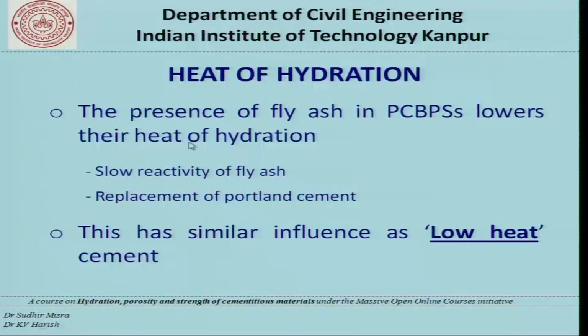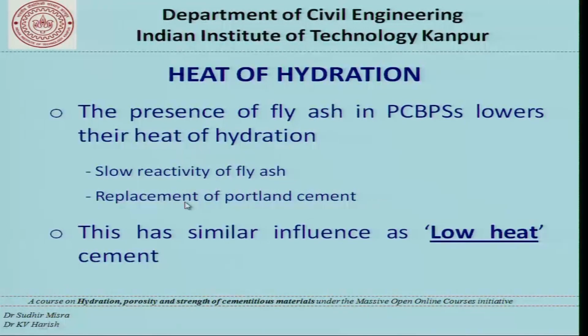Why? Because number one, the reactivity of fly ash particles is usually slow. They don't react within 2-3 days, they take their own time to react, probably 7 days, 14 days or 28 days. So when you have slow reactivity, the heat developed because of the exothermic reactions of the different compounds in Portland cement based systems actually lowers.